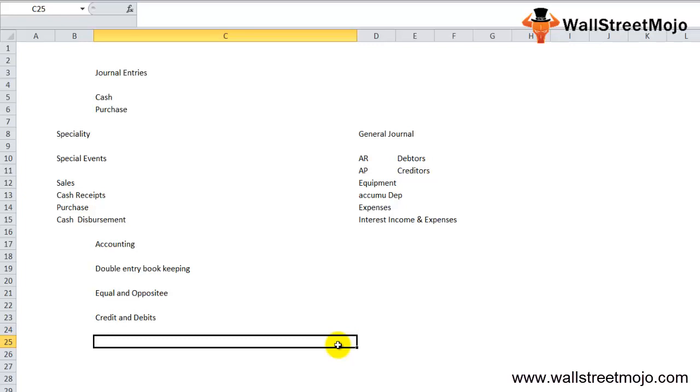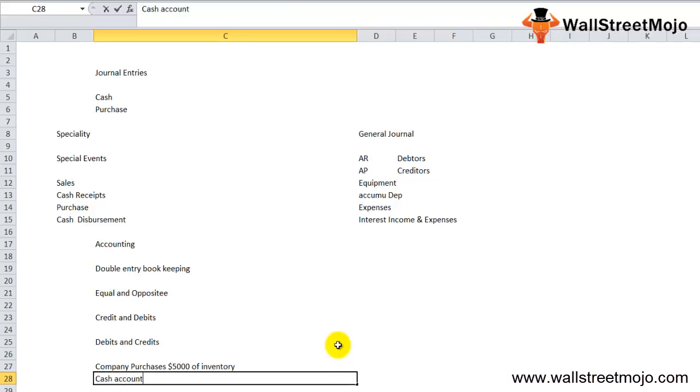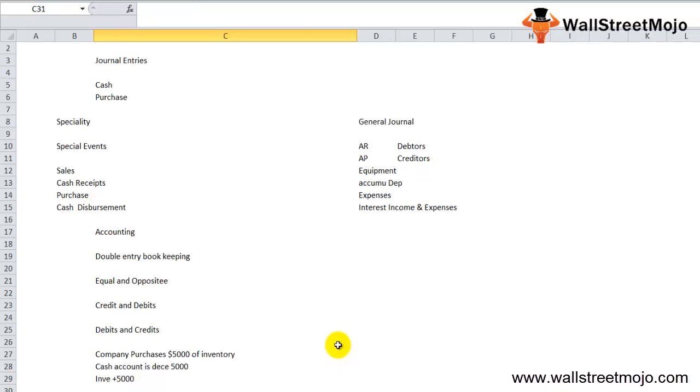Hence, when a transaction is recorded in a journal, it debits one account and credits another one. So for example, let's say a company purchases $5,000 of inventory. Now, using cash, the journal entry would be made whereby the cash account is decreased by $5,000, and the inventory will be increased by $5,000.